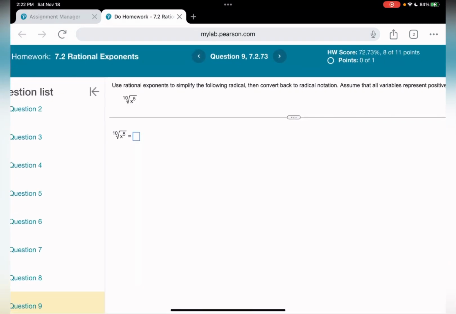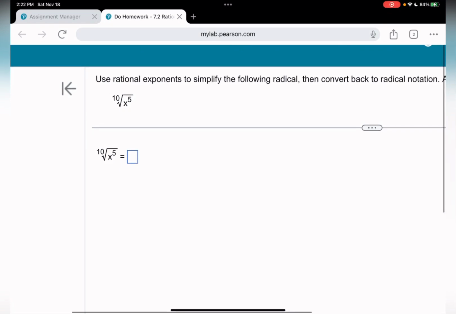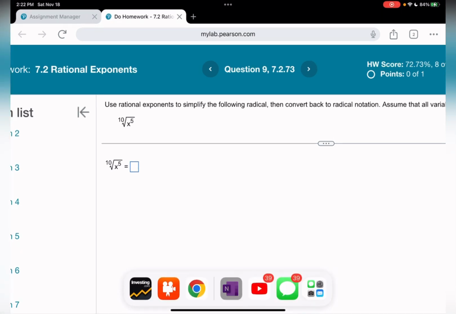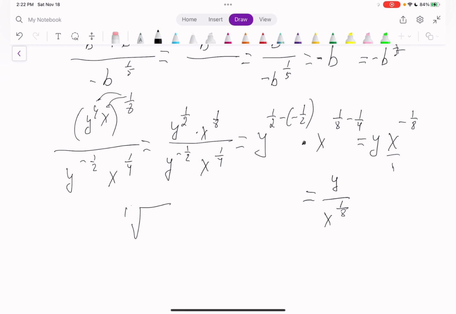Number 9, radical degree 10 of x to power 5. Use rational exponents to simplify the following. Okay, let me do drafting so you can see it. Radical degree 10, x to 5. It's going to be equal x to power 5 over 10, right? It's going to be equal x to power 1/2. I reduced. So if I simplify and put it in the format of square root, the final answer is square root of x.